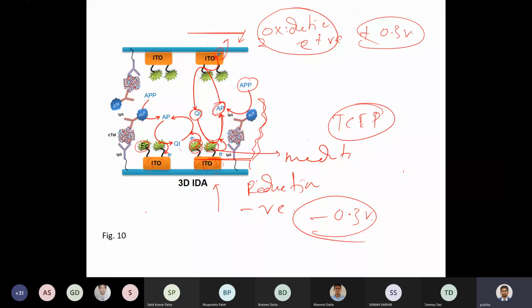Or even one thing you can do here, maybe no need to use the ferrocene. Ferrocene you can remove. Just apply the negative potential. Then quinonimine can be reduced to aminophenol. Clear, guys?